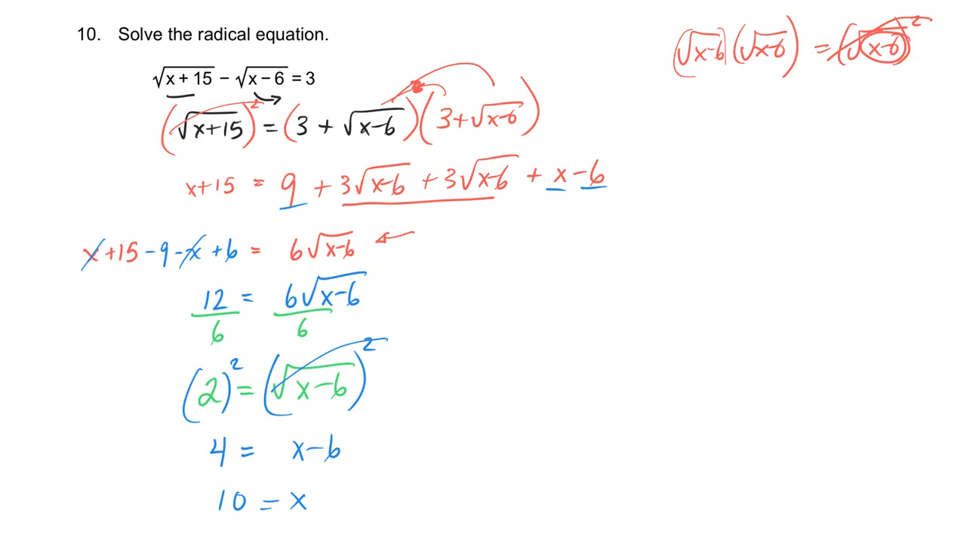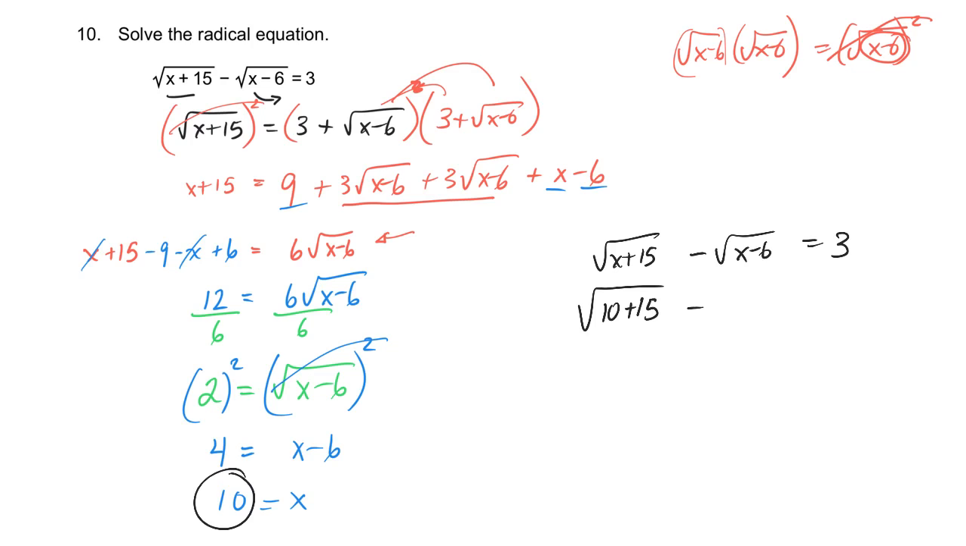Now, in the question, they also said check all proposed solutions. So let's just take and see if we get that same answer. So let me write the question down again. So it was root x plus 15 minus root x minus 6 is equal to 3. And I'm proposing that x is 10. So let's plug in a 10 there for x. We'll put a 10 in there for x. And we're hoping that that comes out to 3.